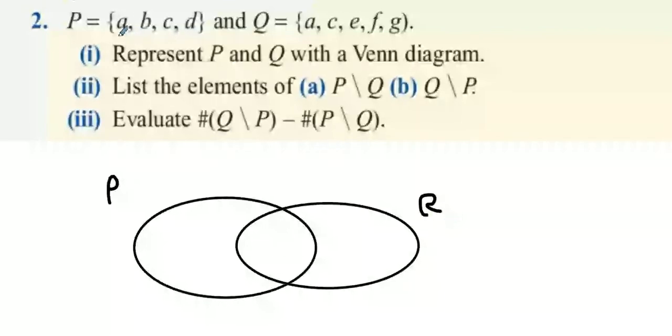What did they have in common? A and C. Anything else? No. So A and C goes in the middle. And what's left over in P is B and D. And what's left over in Q is E, F, G.